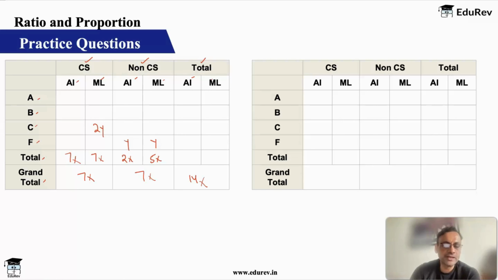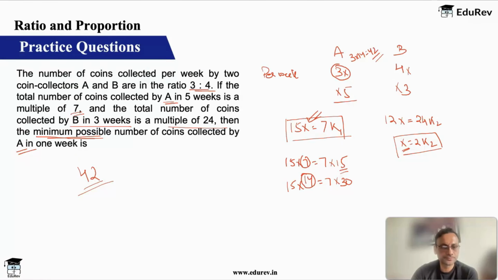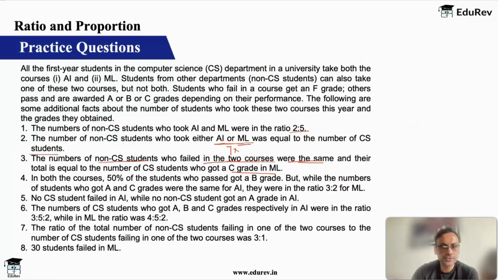So that is what the data was. Non-CS students who failed in AI and who failed in ML was the same, and their total was equal to the number of CS students who got C in ML. So condition 1 done, condition 2 done, condition 3 done.